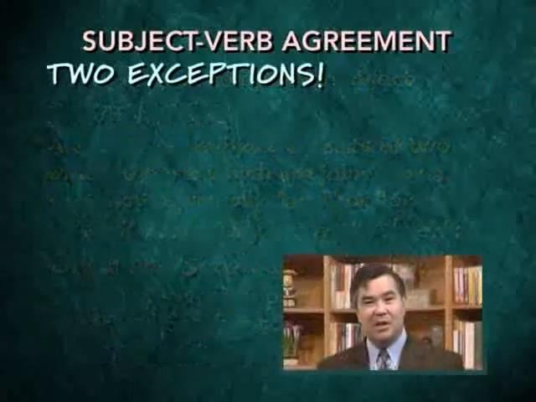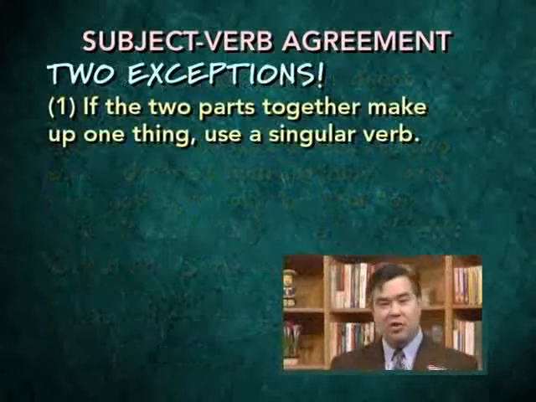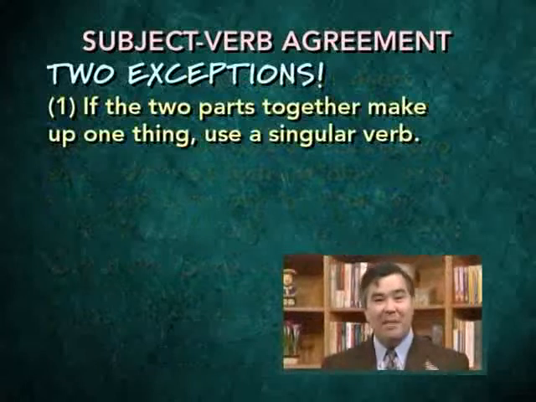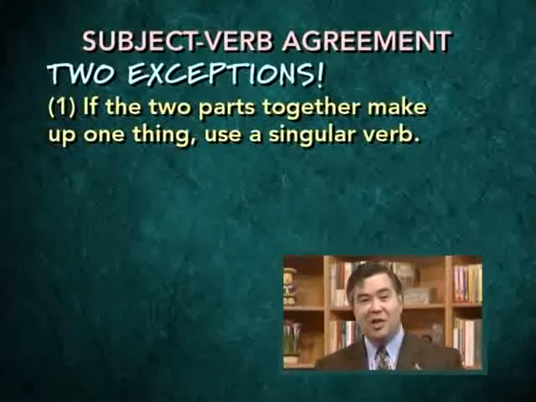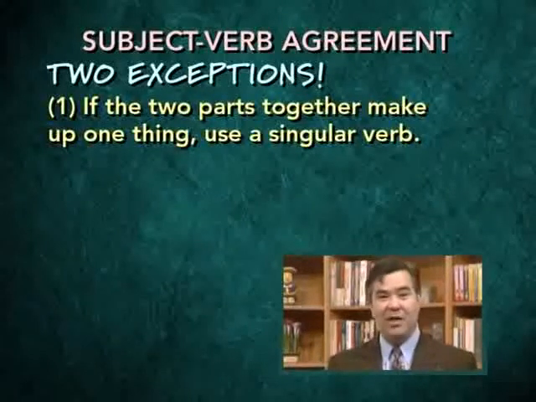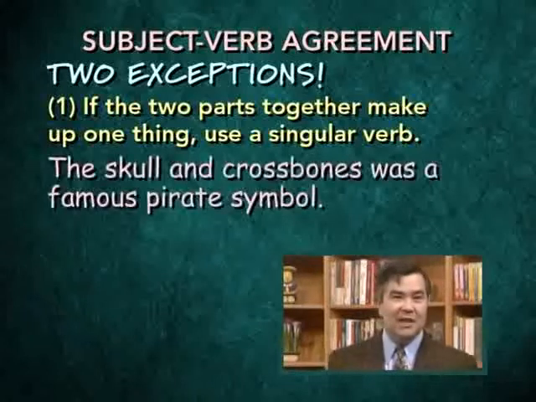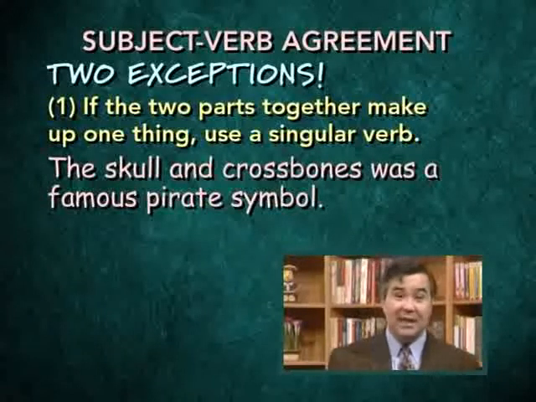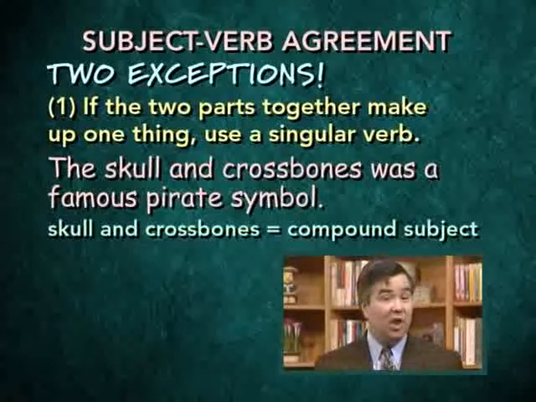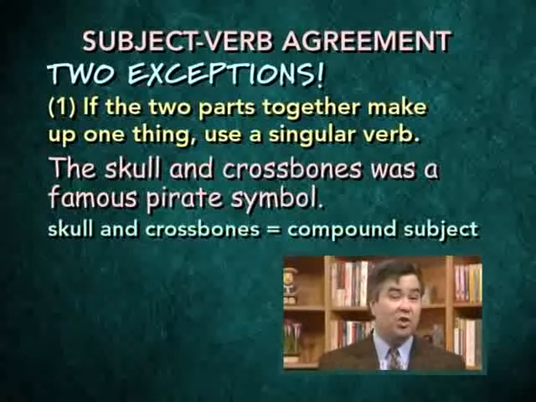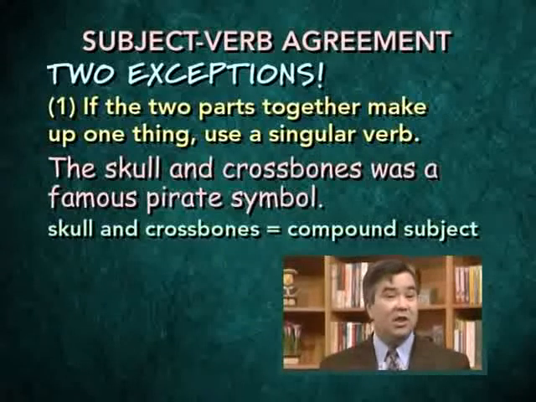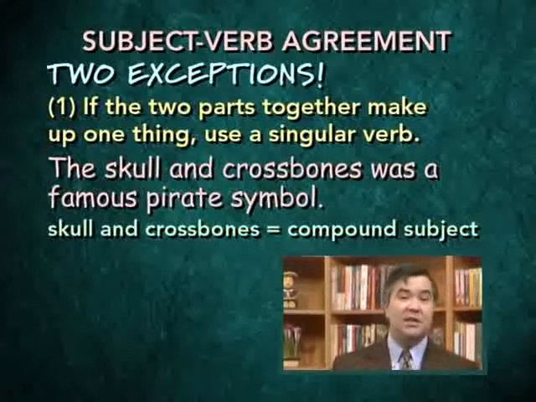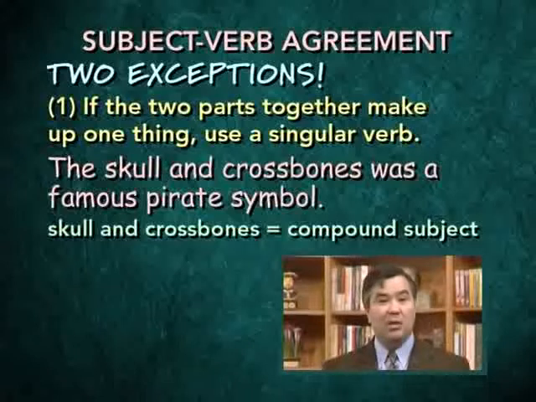However, there are two exceptions. First, if the two parts together make up one thing, use a singular verb rather than a plural verb. Here's an example. The skull and crossbones was a famous pirate symbol. Now, in this sentence, we have a compound subject, skull and crossbones, two things joined by the conjunction and. So your immediate inclination would probably be to say, well, this is a plural subject, and so we need a plural verb.